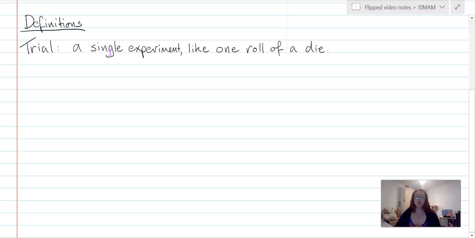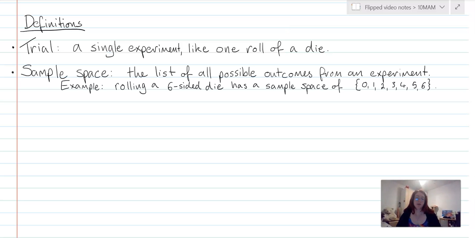First definition is a trial. A trial is just a single experiment, like one roll of a die, or if you had a spinner, spinning it once. It's one run of the thing you're trying to work out the probability of. Next, we have sample space. This is a list of all the possible outcomes from an experiment.